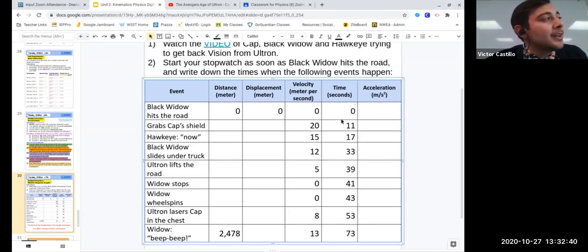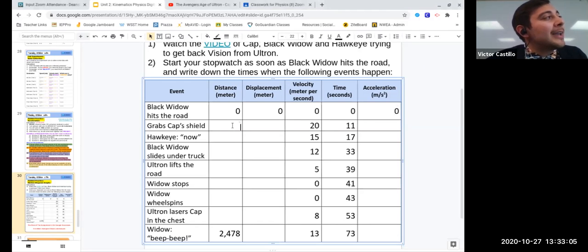Now, let's look at this real quick. Let's actually record some data. So you're scientists, you're recording some data. We know when Black Widow hits the road, everything is 0, right? Everything is 0 because nothing's happening. No one's moving, right? She literally just started. So acceleration, time, velocity, displacement, distance, everything is 0, okay?